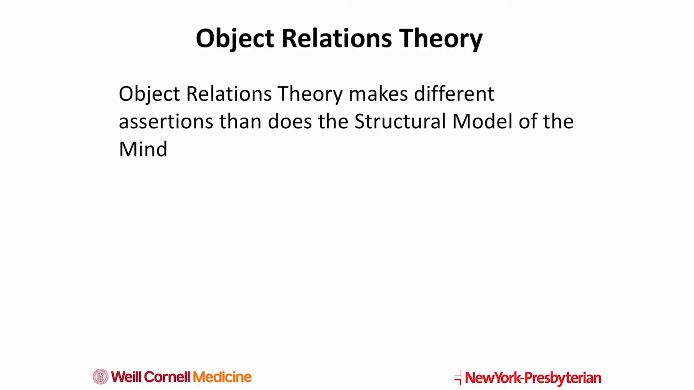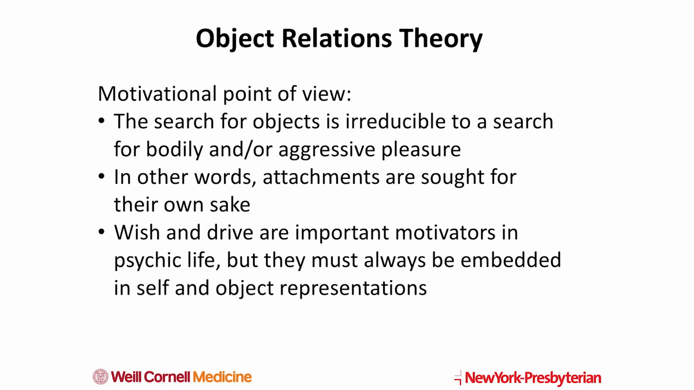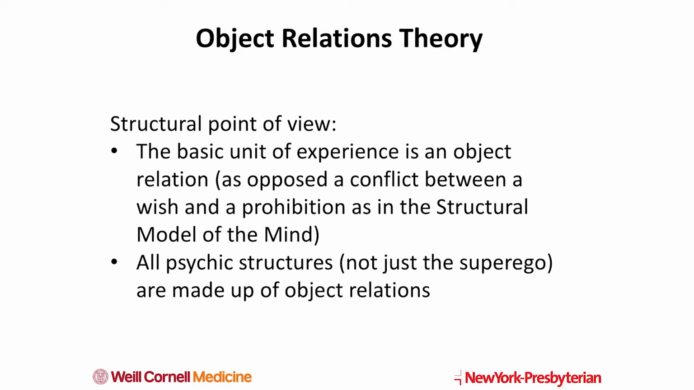To better understand object relations theory, it might be helpful if we compare the basic tenets of this theory to the basic tenets of the structural model of the mind. Object relations theory differs from this earlier model by making the following assertions. 1. The search for objects is irreducible to a search for bodily and/or aggressive pleasure. Wish and drive may be important motivators in psychic life, but they must always be embedded in self and object representations. 2. The basic unit of experience is an object relation, as opposed to a conflict between a wish and a prohibition. All psychic structures, not just the superego, are made up of object relations.